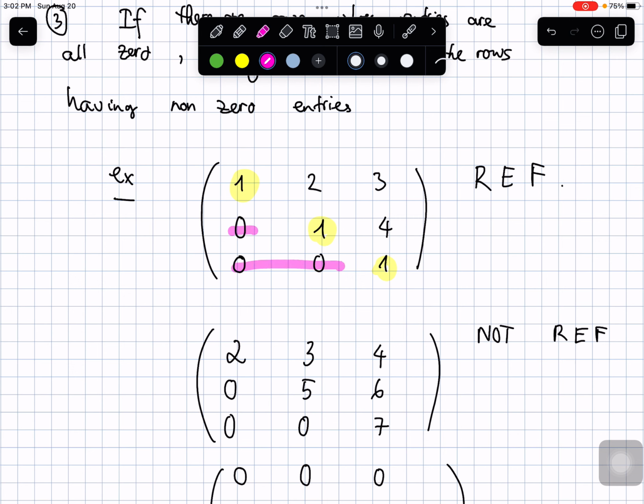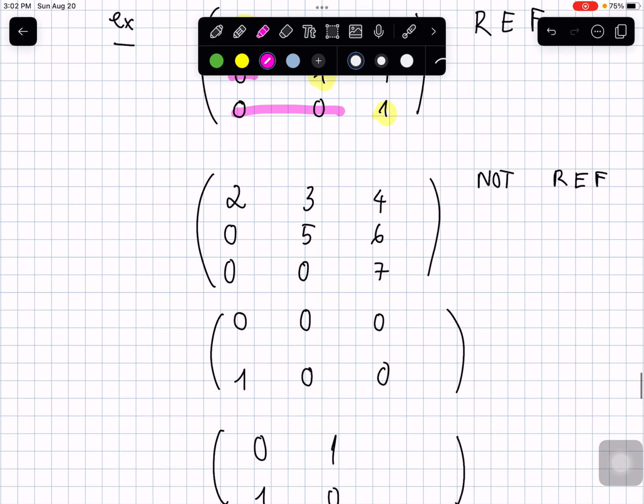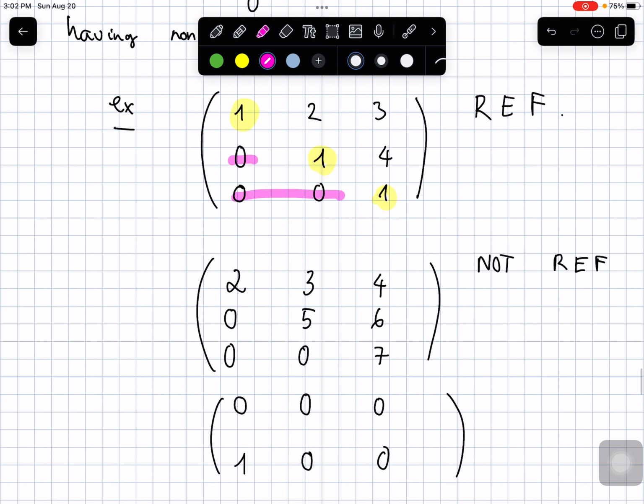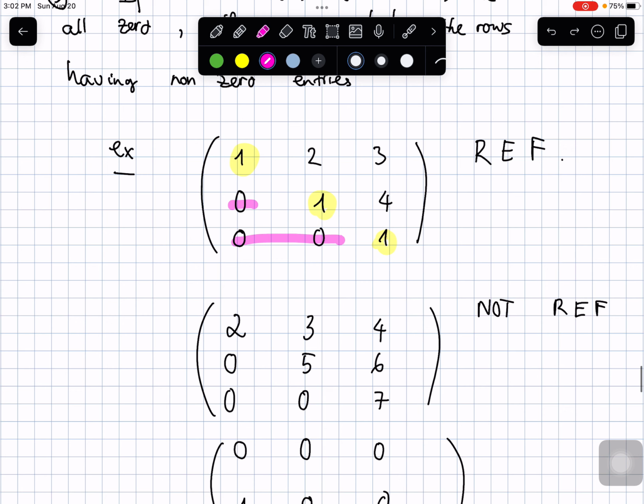The last one is if they are entirely 0, the row contains all 0, they must be at the end. For example, do I have one? No, I don't. Suppose we have 1, 0 here, they are at the end. Okay, so the first matrix is row echelon form.